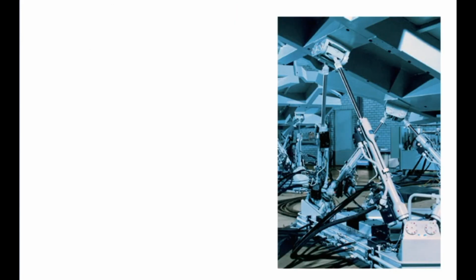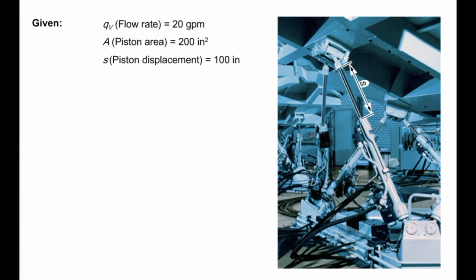A simple example demonstrates. Given is a hydraulic cylinder being supplied with a flow rate of 20 gallons per minute. The piston area is given as 200 square inch and the piston displacement measures 100 inches. We need to know the time required by the piston to move through its stroke.